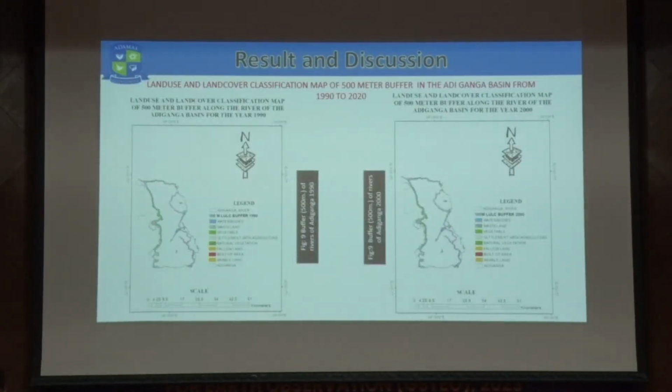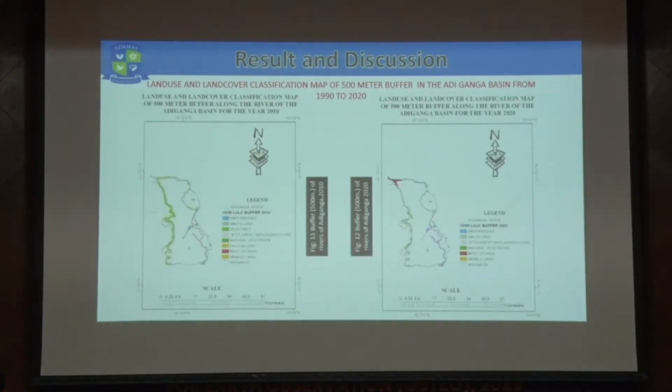And this is the buffer map of the Adi Ganga river basins. Mainly there are 2 major rivers, Adi Ganga and Piali, and the Toli Nala is also there. This is the 1990 and 2000 land cover map, and there is the 2010 and 2020 land cover map.